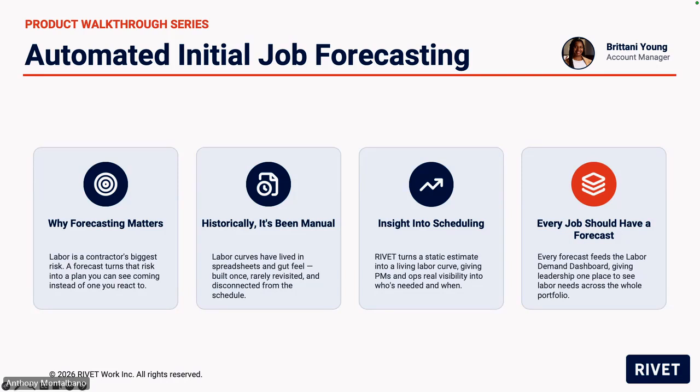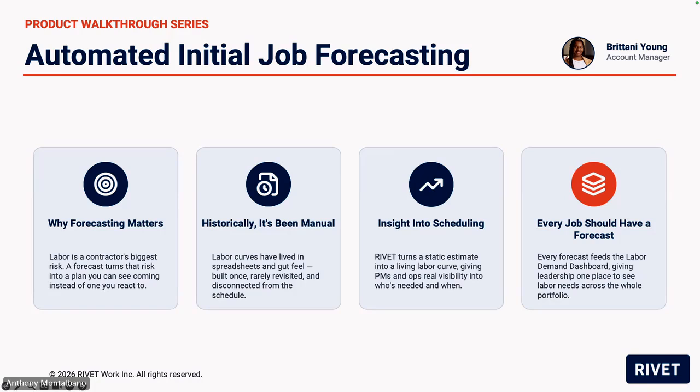So as we're all aware, labor is the single biggest risk on any job. It's your biggest cost, and it's the hardest thing to predict. A forecast is what turns that risk into something that you can see coming instead of something that you find out about halfway through the job. The problem is forecasting has historically been a manual job. Someone builds that labor curve in the spreadsheet that's based on a gut feel and experience, but then once it's built, it rarely gets touched again. It's then disconnected from the schedule in the moment that it's created.